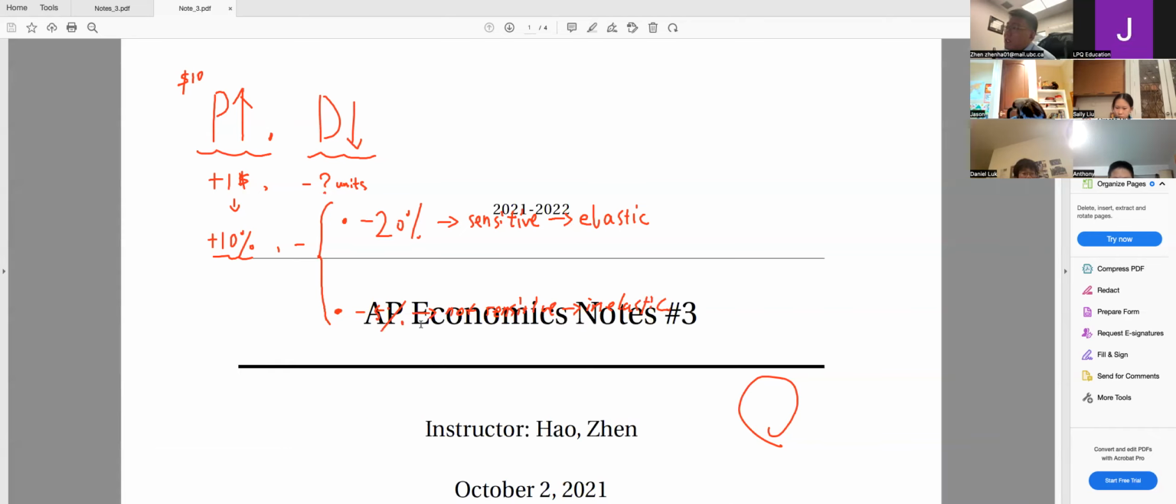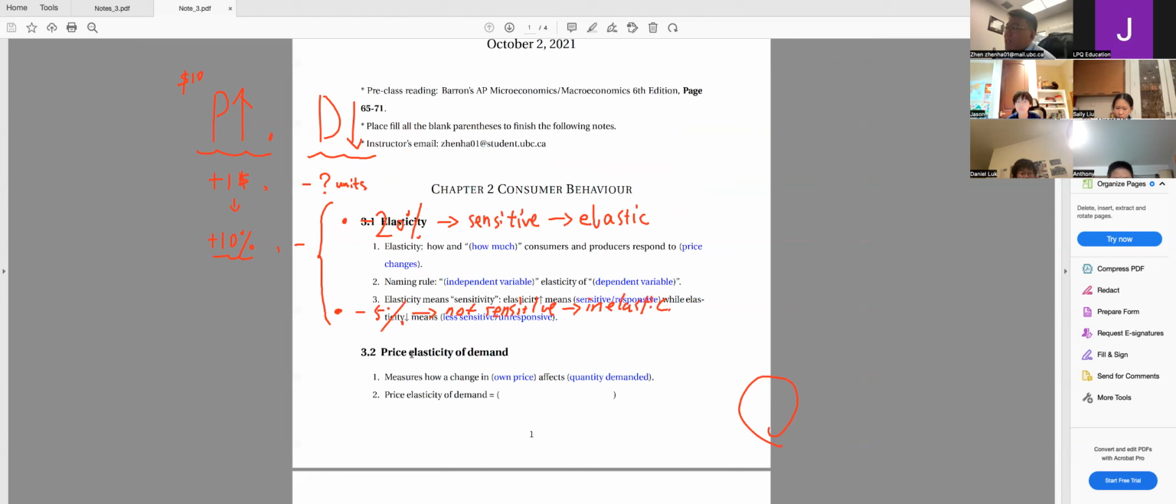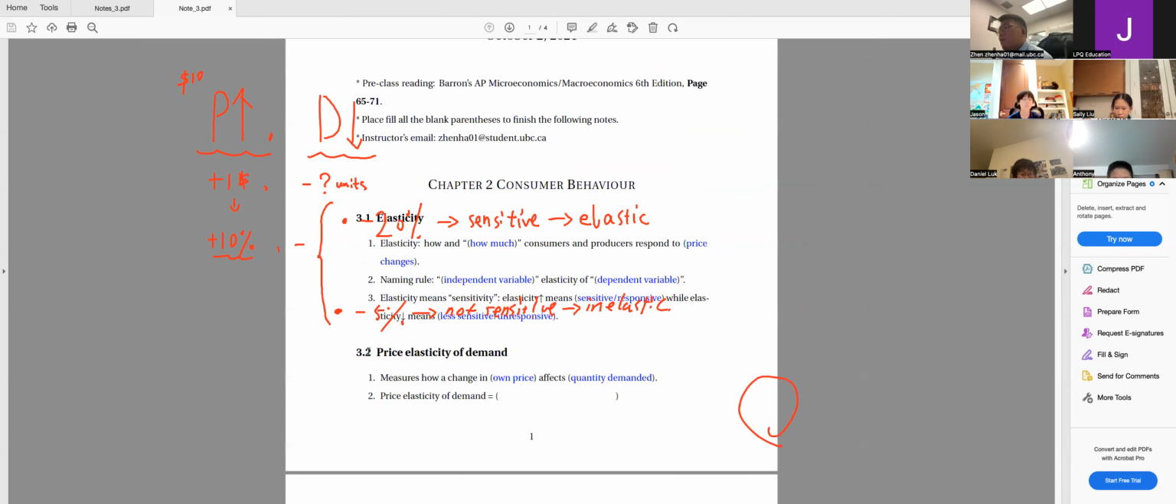So my first example, the relationship between price and the quantity demanded. This whole thing is called the price elasticity of demand. For short, it can be called ED. E means elasticity, D means demand: price elasticity of demand. Let's fill in the definition here: it measures how much a change in price affects the quantity demanded.